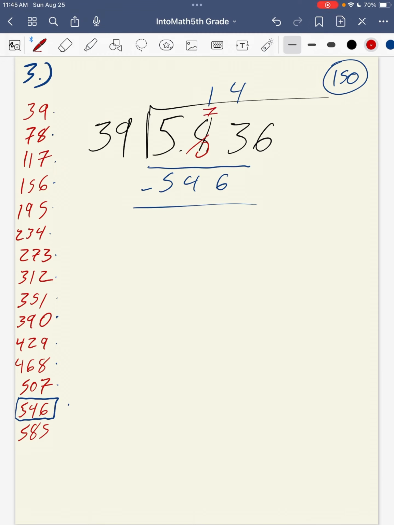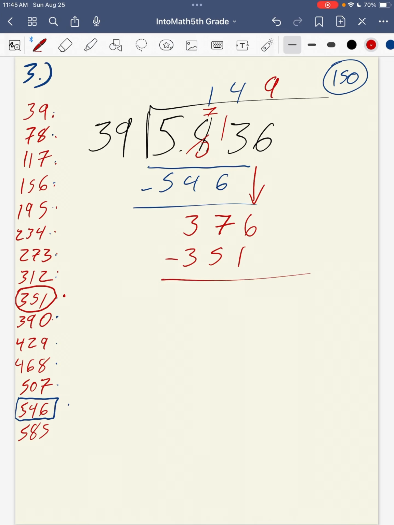Subtract this out. That turns to a 7 because I need to regroup. 13 minus 6 is 7. 7 minus 4 is 3. All right, now I can carry down my 6, and I'm looking to see what multiple of 39 is close to 376. 390 is close, but it goes over, so I go to 351. I'm subtracting 351, which is our first, second, third, fourth, fifth, sixth, seventh, eighth, ninth multiple. So I'm multiplying times a 9. 6 minus 1 is 5. 7 minus 5 is 2.